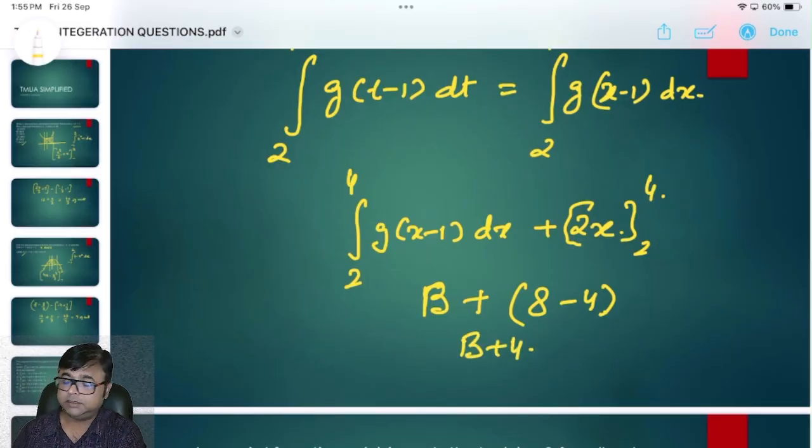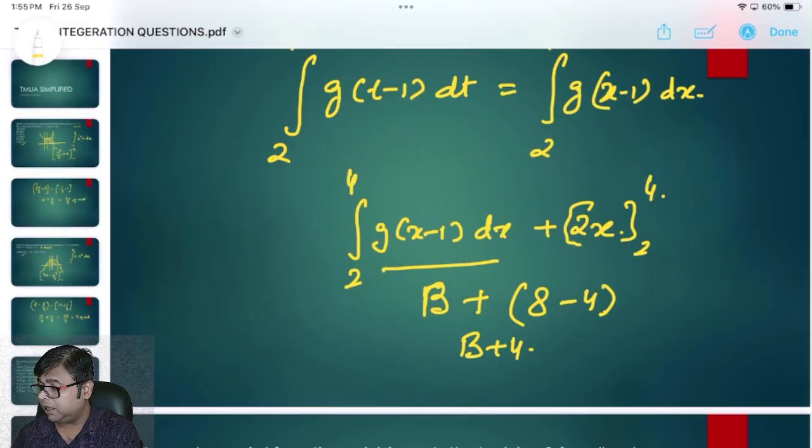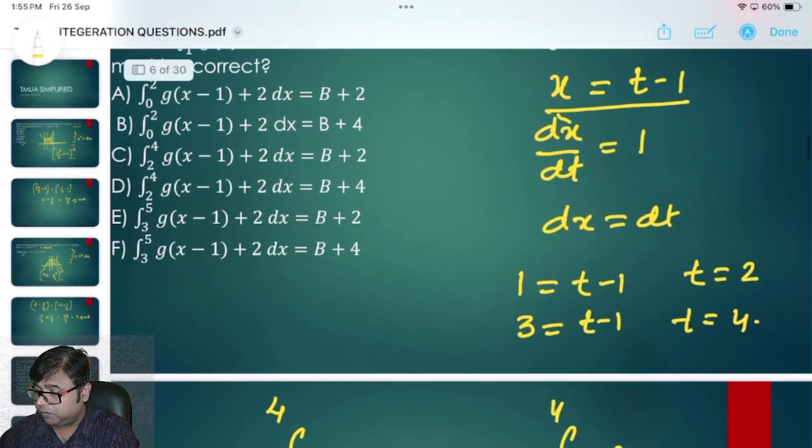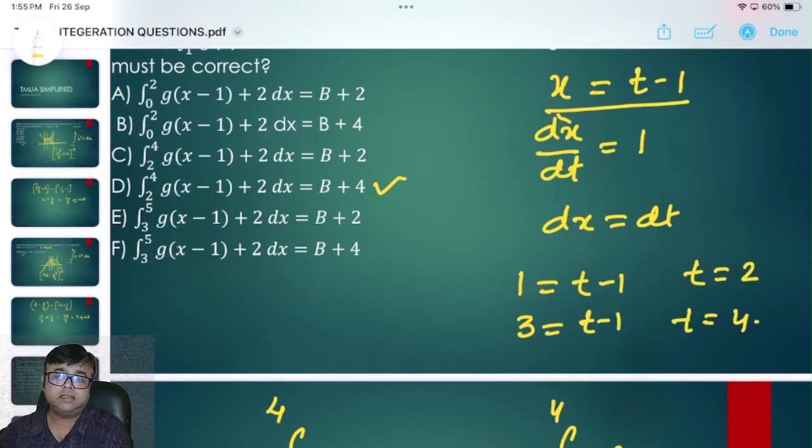So the correct answer is b plus 4, because the value of this is b and that of this is 4. So the answer becomes 2 to 4, b plus 4. So D is the correct answer. These types of questions are there in TMUA. So you should know the process.